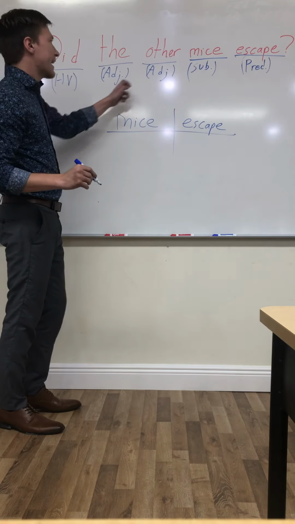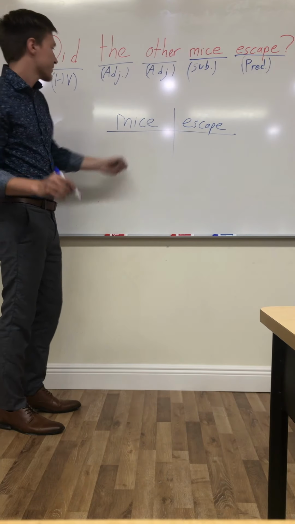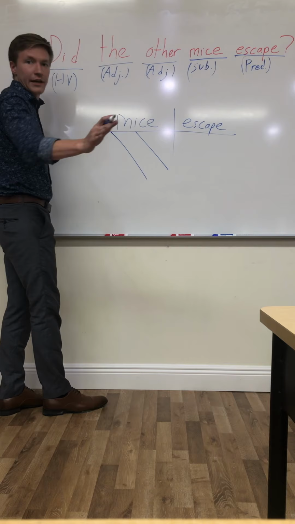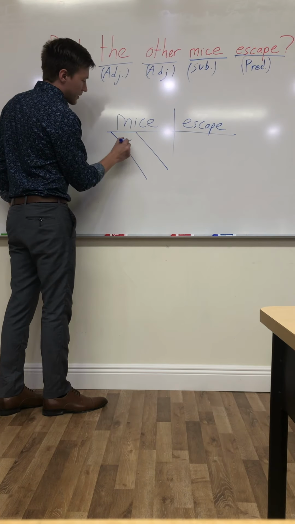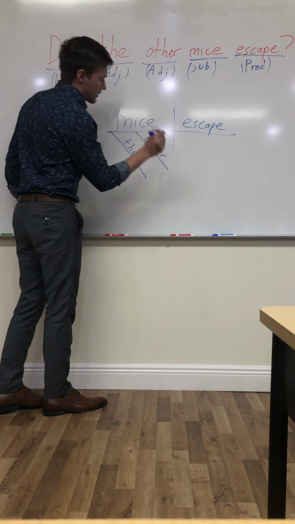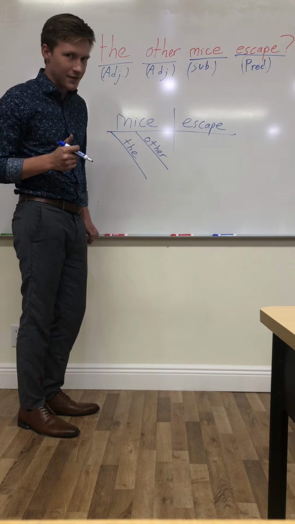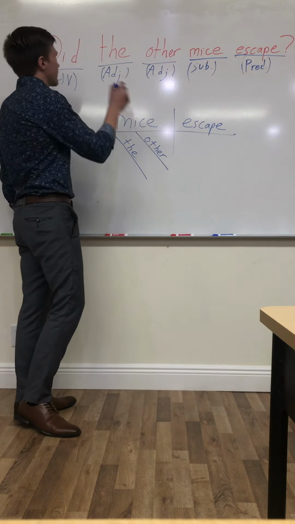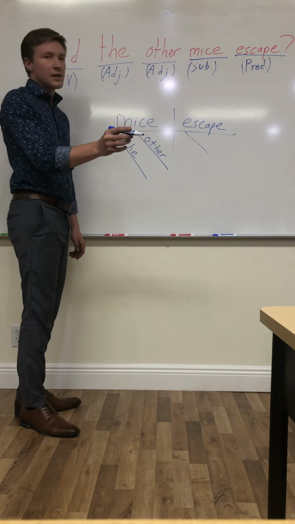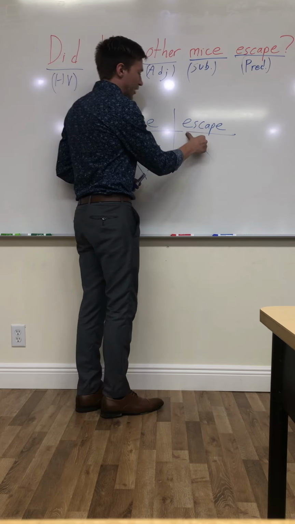Now, I have two adjectives. These are both words that describe the word mice. And so what I'm going to do is I'm going to draw two lines off from left to right in the direction that we read. I'll put the and other. Now, some of you might have caught me already. Good catch if you did. But this word did isn't drawn off like an adverb would be because it's not describing escaping. Instead, it's a helping verb.